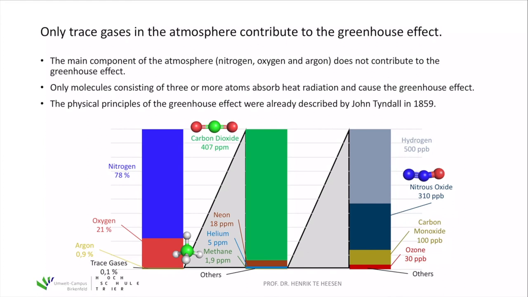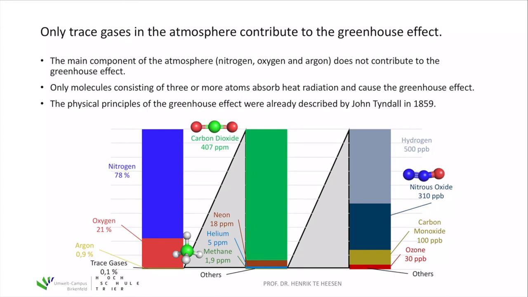And finally, what you keep in mind, and we will see this shortly, is that only molecules with at least three atoms can contribute to the greenhouse effect. So nitrogen and oxygen are not able to contribute to the greenhouse effect. They cannot absorb and emit heat radiation. You need at least three atoms, and you need a dipole moment which can vary. And this is given for carbon dioxide, for methane, nitrous oxide, and of course water is also able to have a dipole moment and to change the dipole moment to absorb and to emit heat radiation.